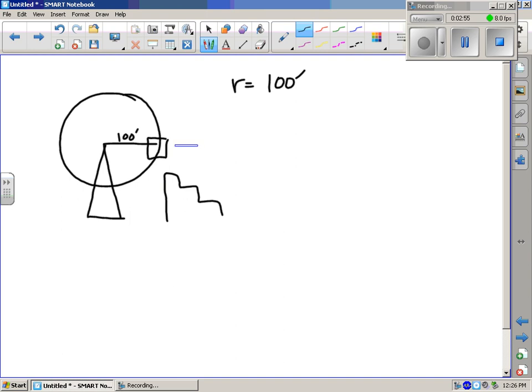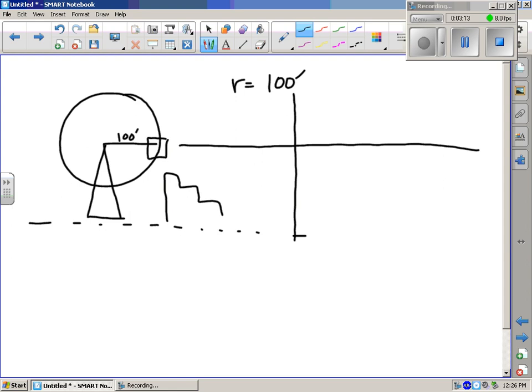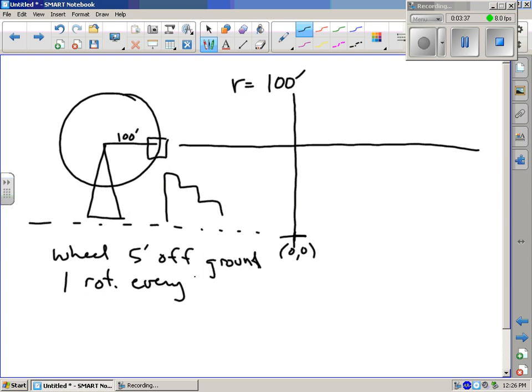So you can kind of see where it comes from, we're going to draw our little XY chart here where we're used to drawing sines and cosines, and we're going to put it on the grid. And the ground level is down here. So this is up above the ground. So this is kind of like the origin, 0, 0. We have the Ferris wheel 5 feet off the ground, and it makes one rotation every 30 seconds.